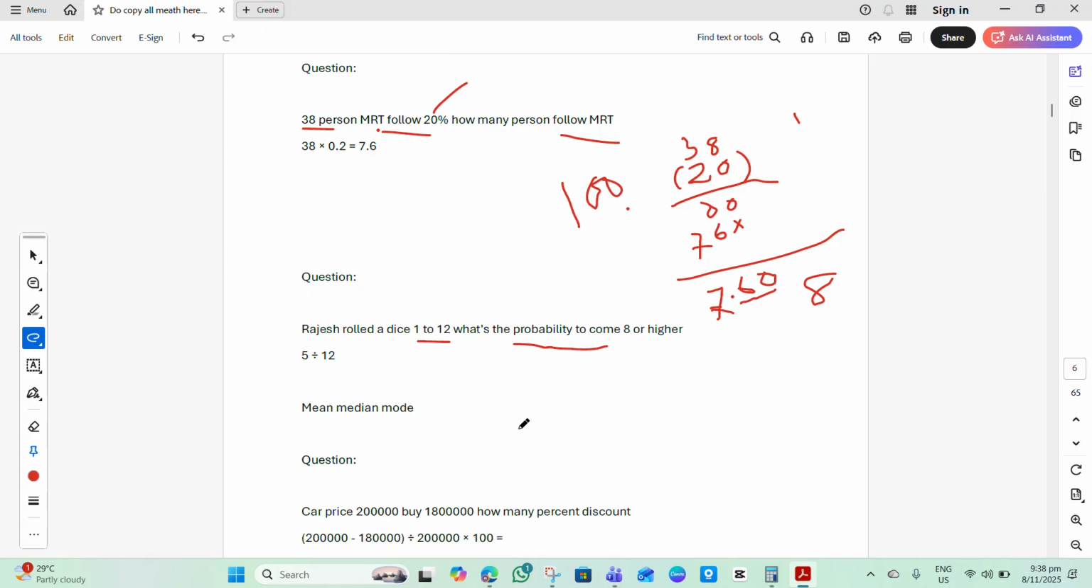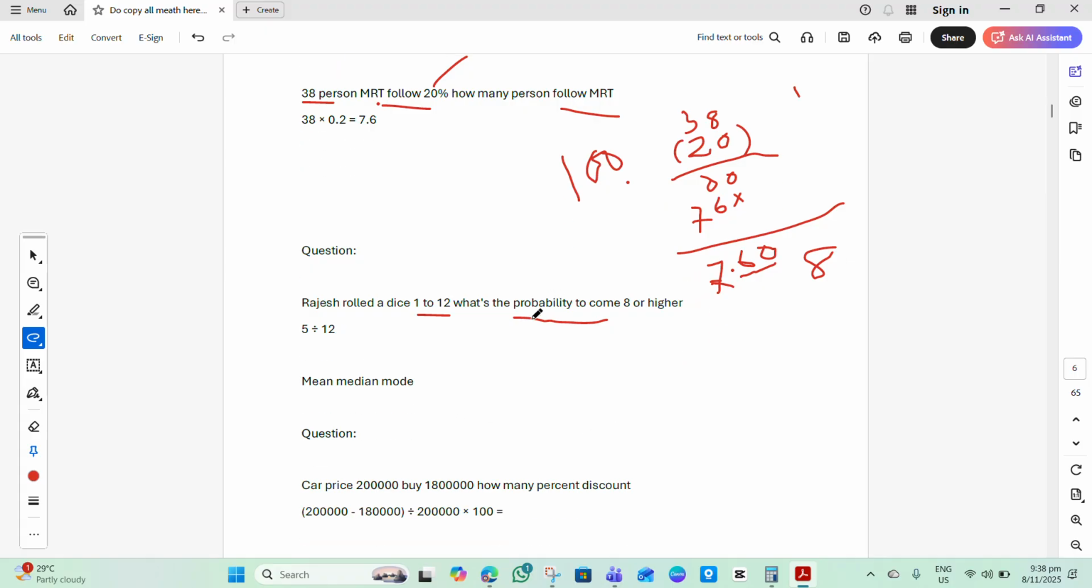Okay. Then Rajesh rolls a dice 1 to 12. What is the probability of getting 8 or higher? So 8 or higher, what's the difference? 12 minus 8? No, it means 8 to 12. How many numbers? 5 numbers. So the 5 numbers are on the left-hand side, and 8 to 12 is the total number.